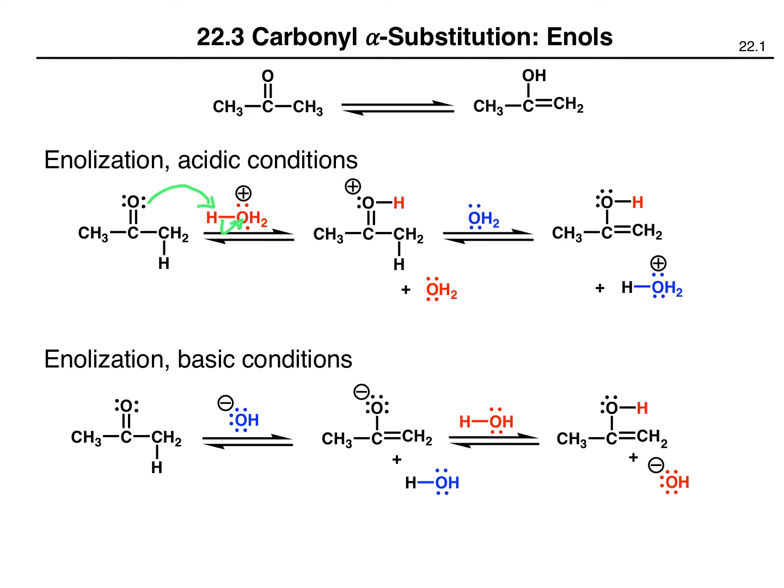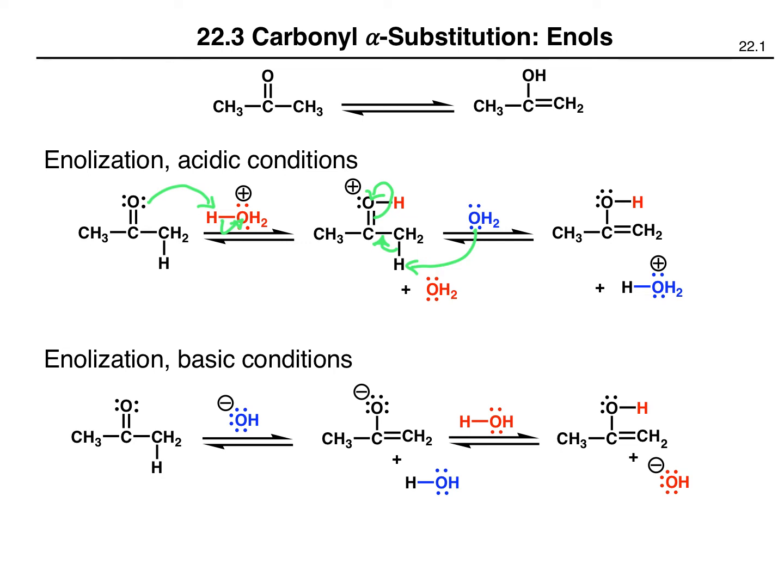Now, water can act as a base, grab off this proton, allowing these electrons to fold in here to form the double bond, pushing these electrons onto the oxygen, giving us the enol form and some H3O+.